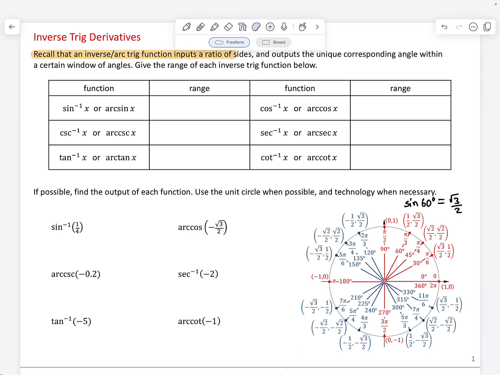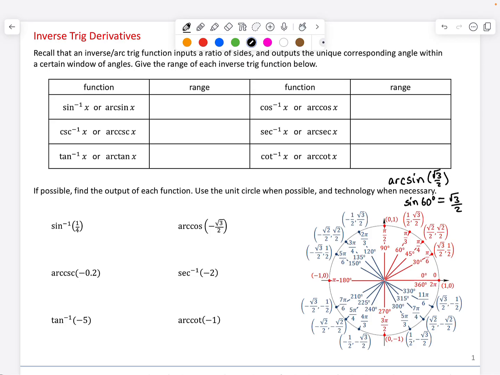Recall that inverse, or you can also say arc trig functions, input a ratio of sides and output the unique corresponding angle within a certain window of angles. Give the range of each inverse trig function below. Using this as an example, the inverse sine, or arc sine, of this ratio should output the angle at which the sine is that ratio.